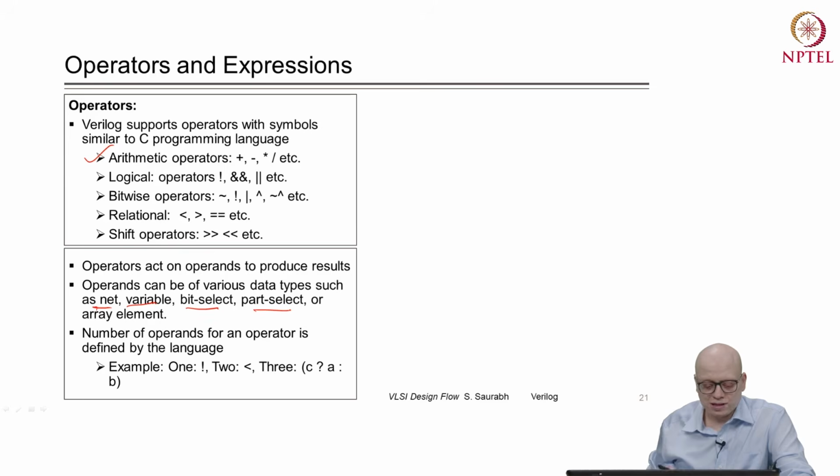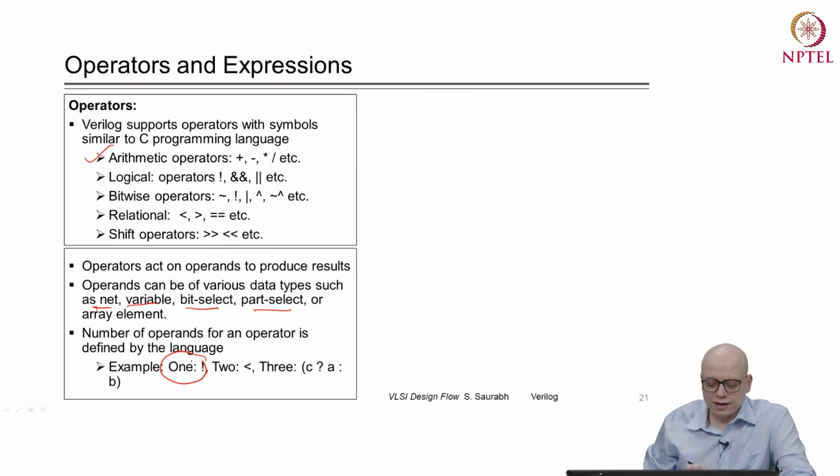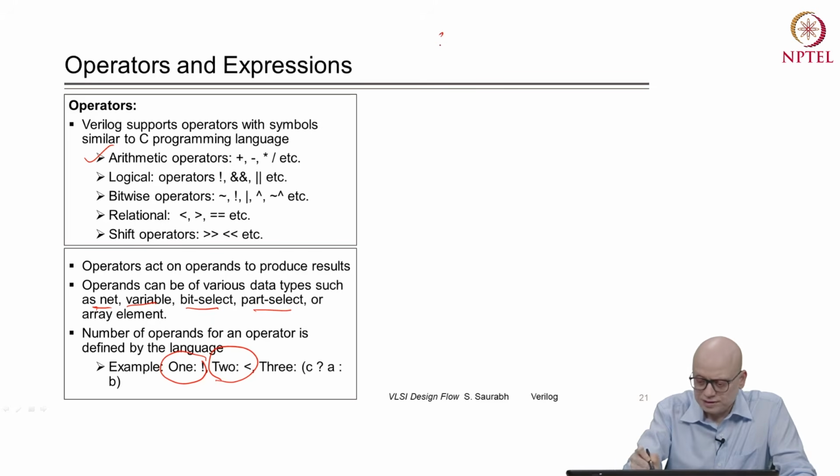For example, there are some operators with one operand only. A not operation involves only one operand. There are some operators which take two operands, for example, less than. Then there are operators which take three operands. For example, this is a ternary operator. So, we say C question mark A else B.